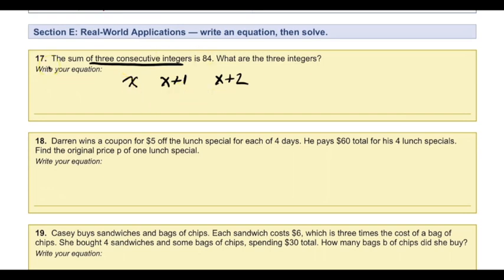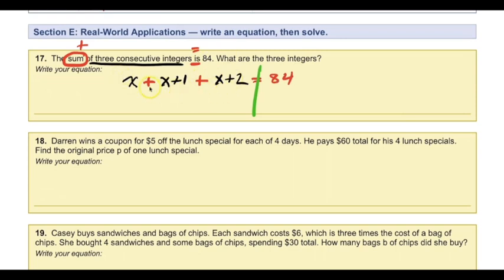Now, it did say sum. That means we're going to add them up. So this guy plus this guy plus this guy equals 84. Anytime you see is, that means equals. So we're going to add these up and it's equal to 84. Now we just got to solve it. Keep in mind these are all on the same side, so we're going to add them all up.